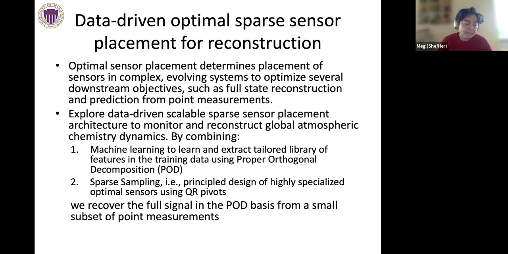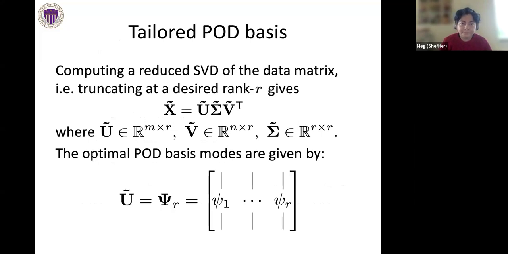And the second key technique is we reconstruct the full state from a small subset of measurements. I'm sorry, I have a sore throat, so it's dying out. We reconstruct the full state from a small subset of measurements from optimized sensor locations. So we carry out principled design of highly specialized optimal sensors using QR pivots. And these two techniques enable us to recover the full signal in the POD basis from a small subset of point measurements. So first, we compute the reduced SVD of the data matrix, truncating at a desired rank r.